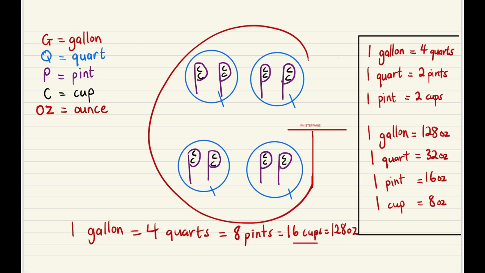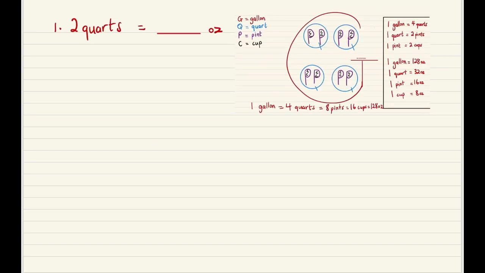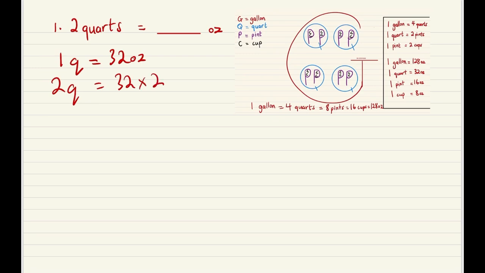So now we're going to go on to answering a few questions, and as usual, I have one question for you to try by yourself to see if you understand this concept. The first question says 2 quarts is equal to how many ounces? From what we talked about earlier, we can see that 1 quart is equal to 32 ounces. One of the easiest ways to do this is by saying that if 1 quart is equal to 32 ounces, then 2 quarts is equal to 32 times 2, which is 64.